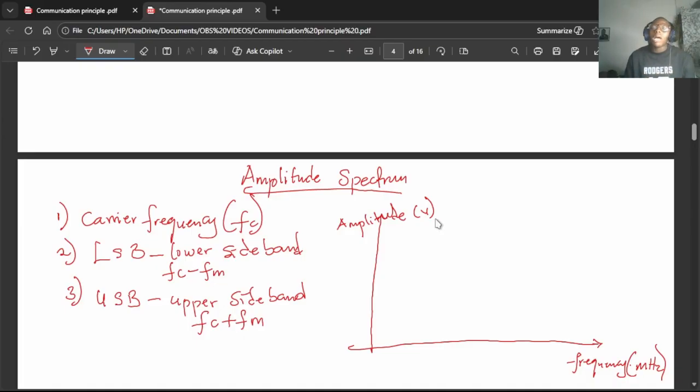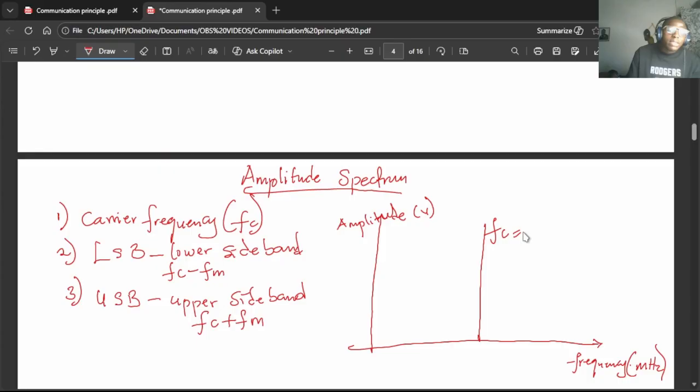The first one is our carrier frequency. Where can we represent our carrier frequency on the graph? Now, take this down: your carrier frequency divides the graph into 2 equal halves. So basically, you have your carrier frequency at this point, dividing this graph. So what you have here is what we call the FC.